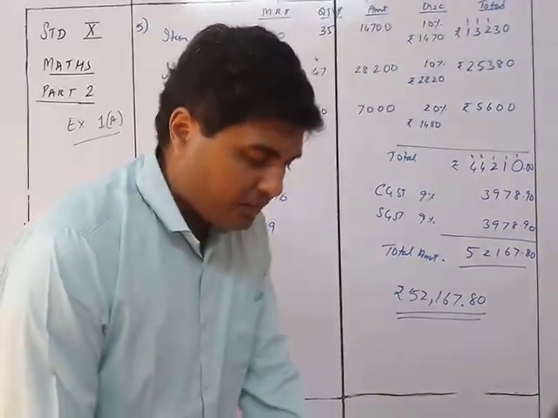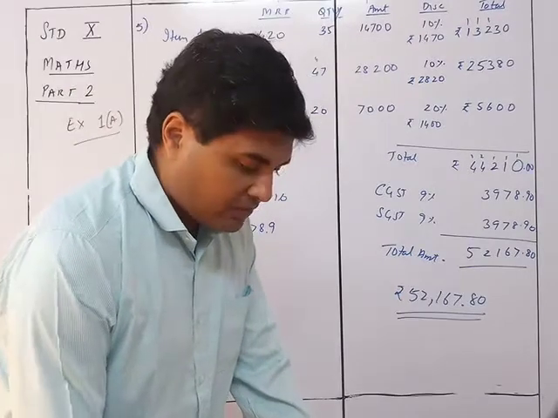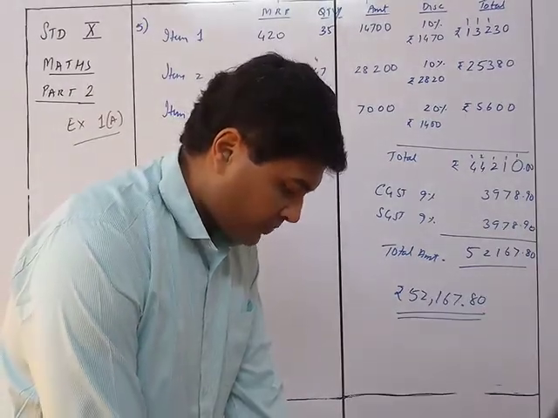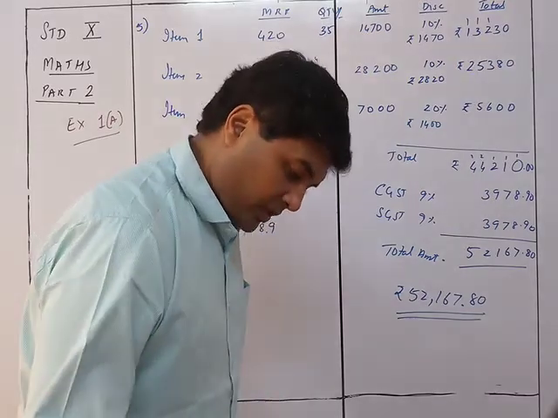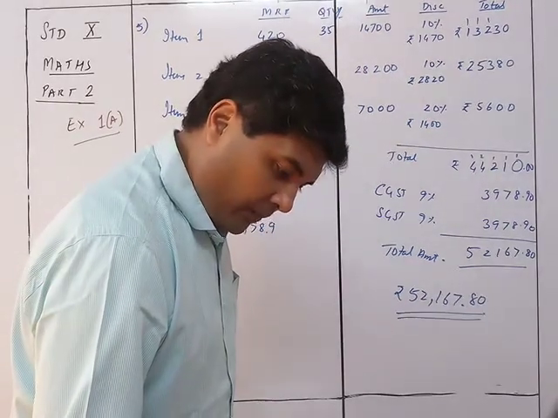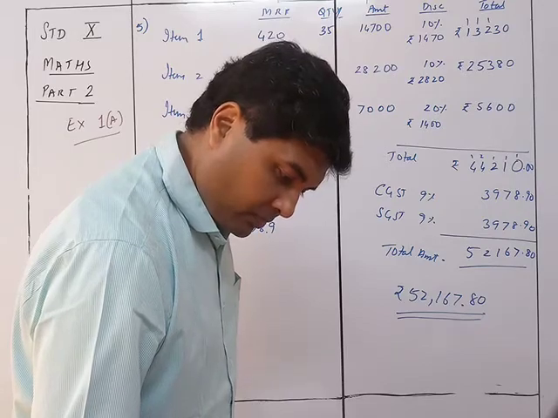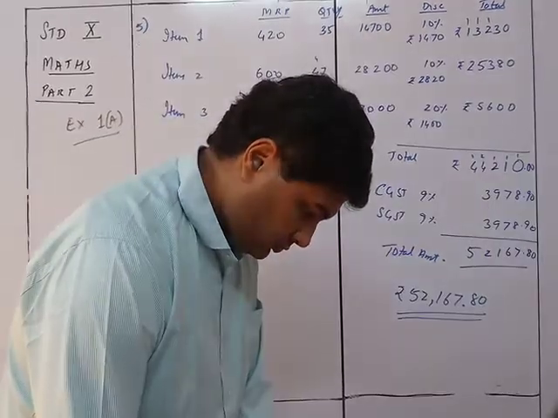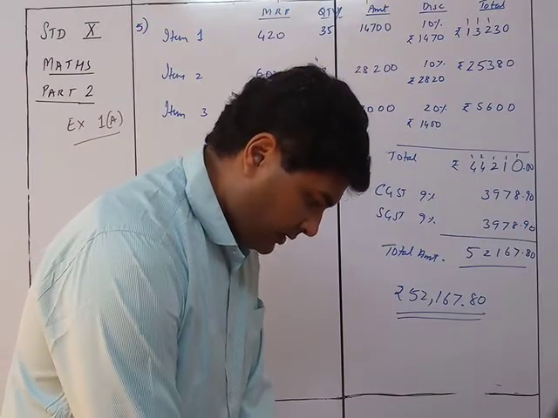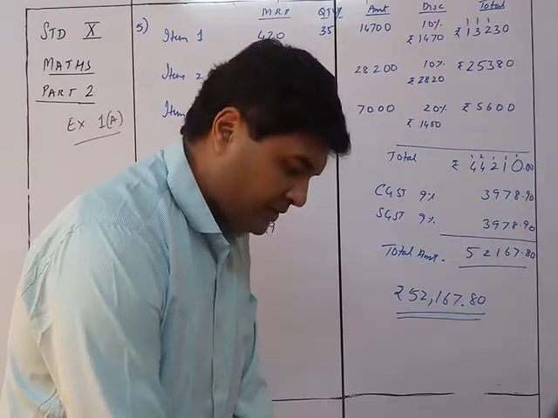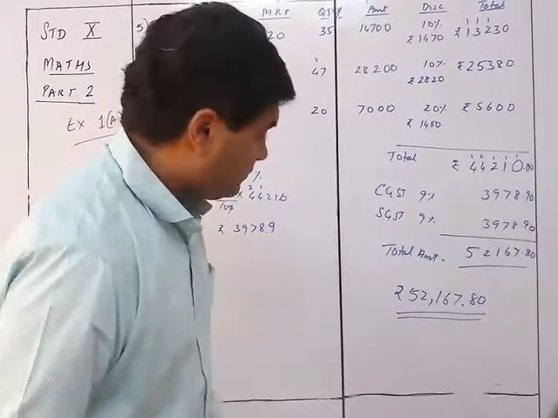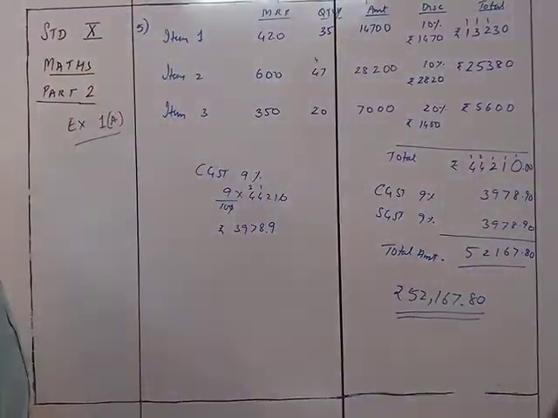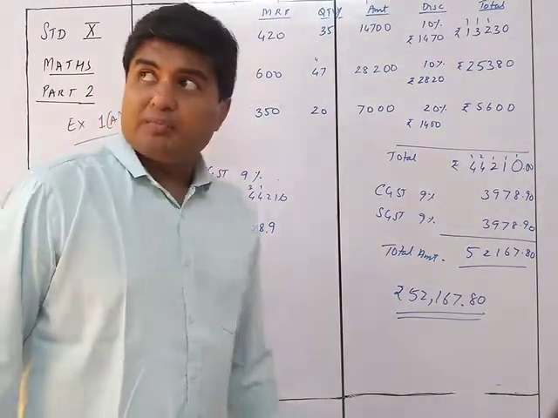So the final bill value is given as 52,167.80, and we can check this answer against what they have given us. Find the bill. Yes, the answer is 52167.80. So it is the correct answer. We move on to sum number 7.